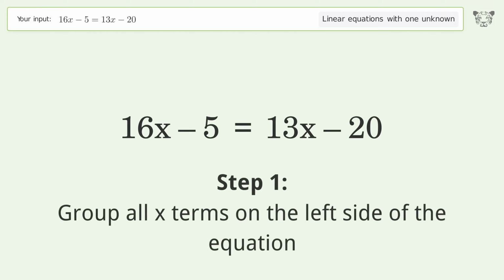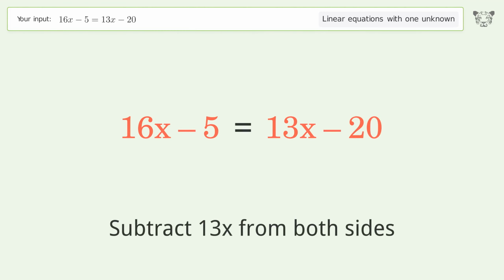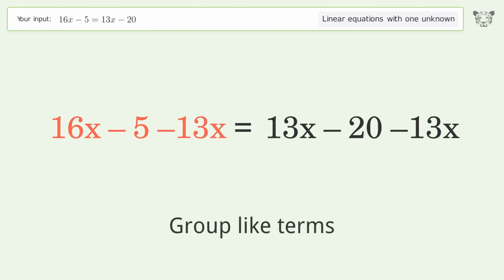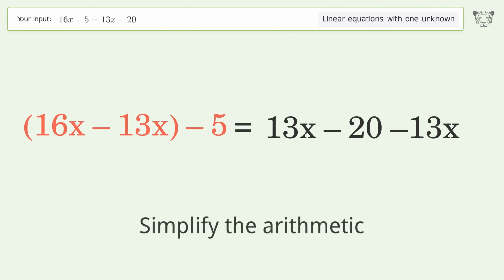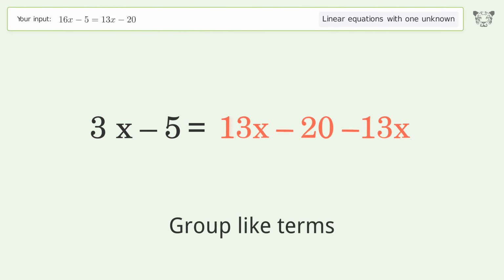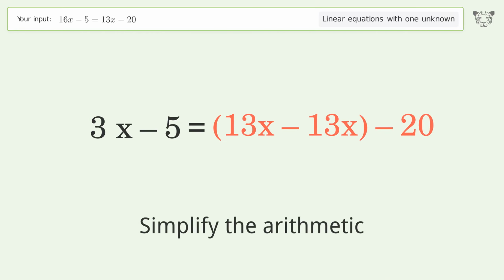Group all x terms on the left side of the equation. Subtract 13x from both sides. Group like terms. Simplify the arithmetic. Group like terms. Simplify the arithmetic.